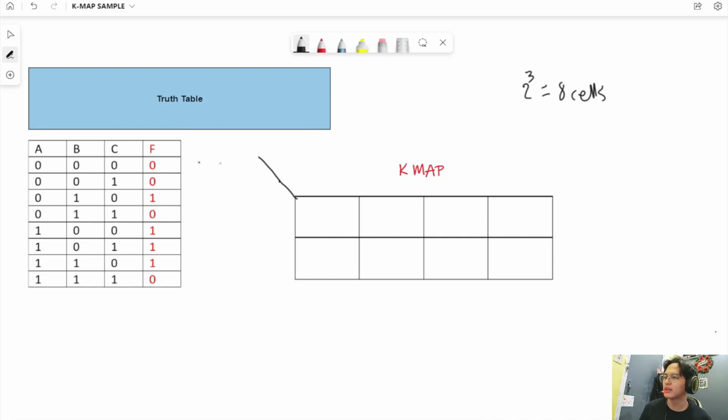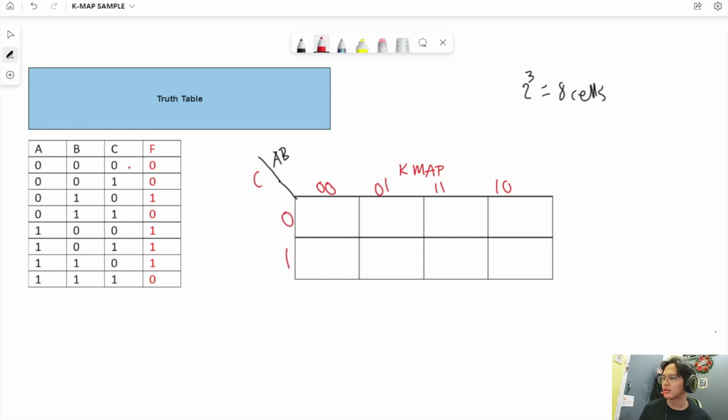Since we have A, B, C, we have to put here A, B, and we have to put here letter C. So for A, B, since we have 2 binary here, we have to follow the Gray code: 0 0, 0 1, 1 1, 1 0. So the first binary represents letter A and the second binary represents letter B. So for C, since it's only one, we have here the 0 and 1.